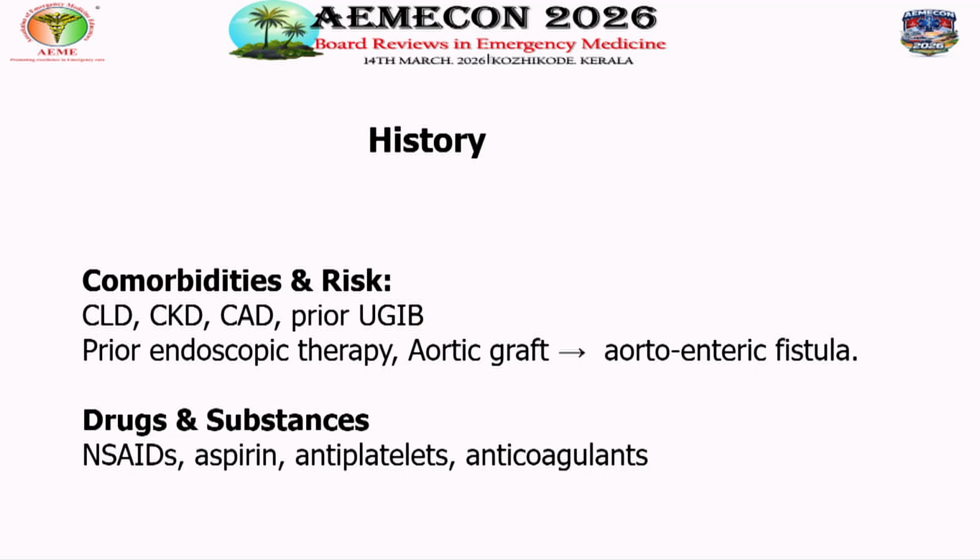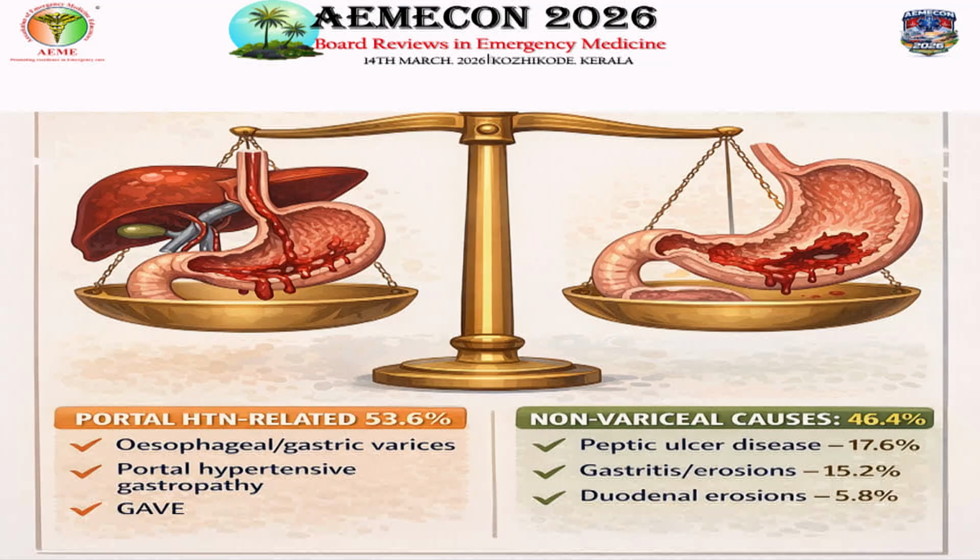Comorbid illness, basically comorbidities. You want to see if the patient is a known case of CLD, CKD, CAD, or prior UGI bleed, right? And if the patient underwent aortic grafting, think of aortoenteric fistula, right? And is the patient using NSAIDs very frequently, aspirin, antiplatelets, anticoagulants, right?